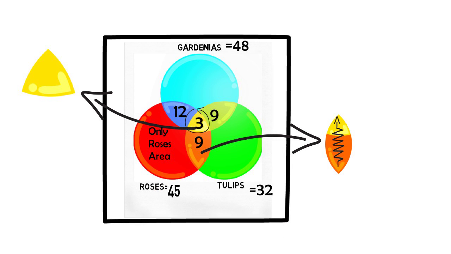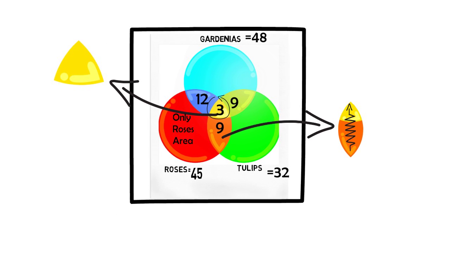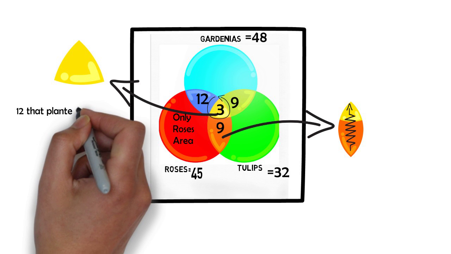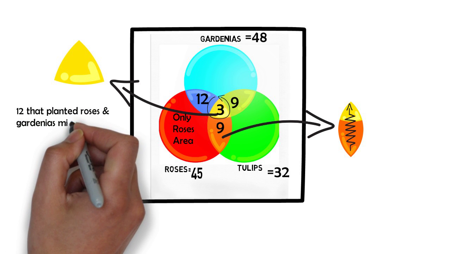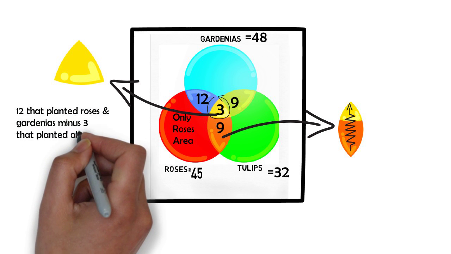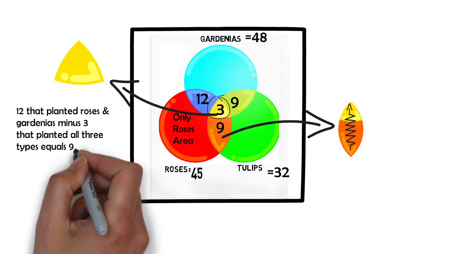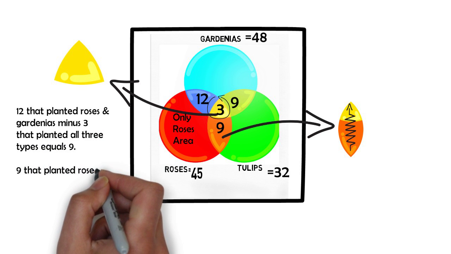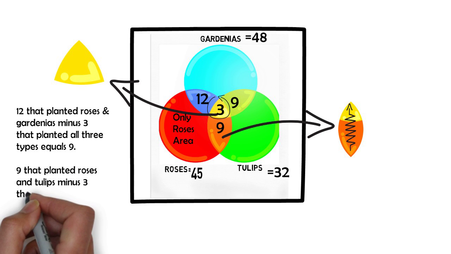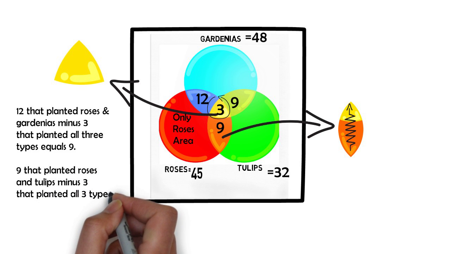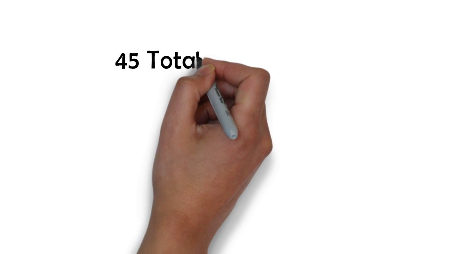There's one step that we have to do before we can just deduct those homes with overlap from the total homes. Because there's overlap within the overlap, that little area that includes all 3 types of flowers, we have to deduct that from the other 2 overlapping areas, which means we have to take from the roses and gardenias group 12 minus 3 to make 9, and from the roses and the tulips group 9 minus 3, which will leave us with 6. And now we're ready to solve the problem.